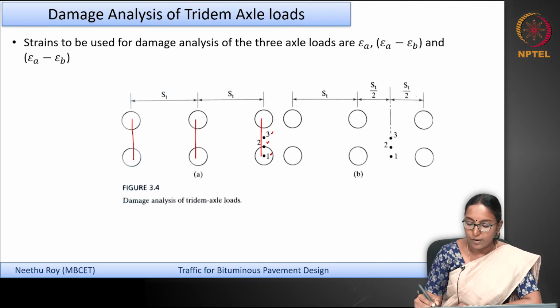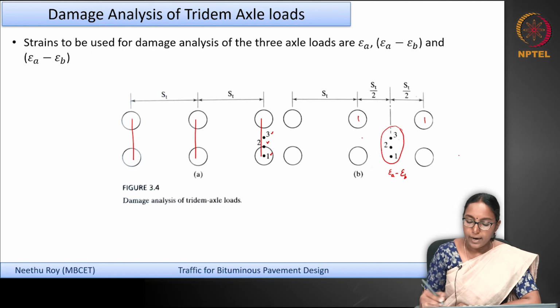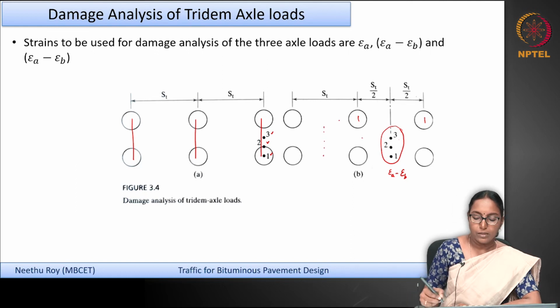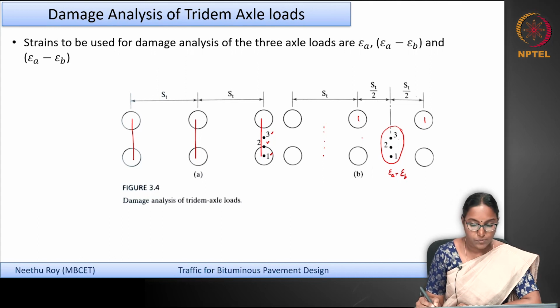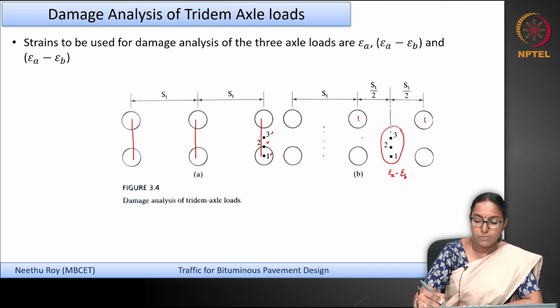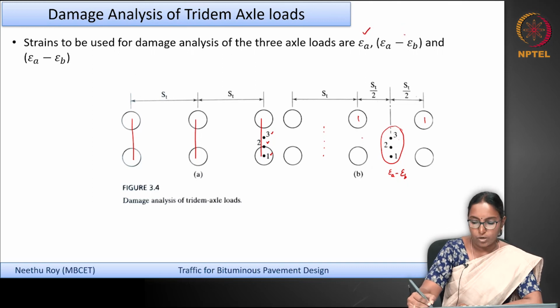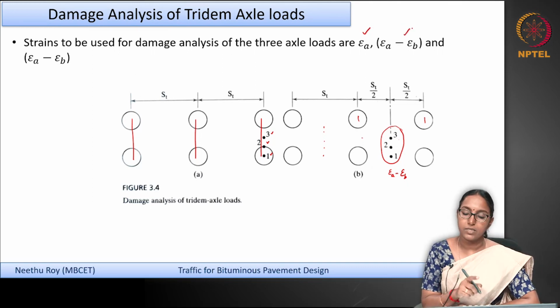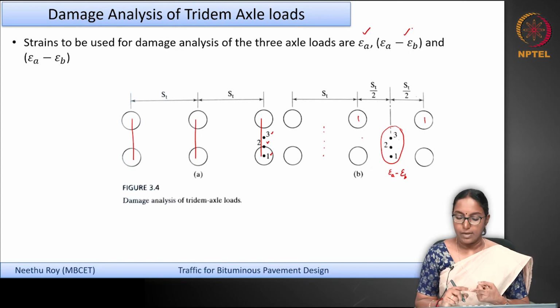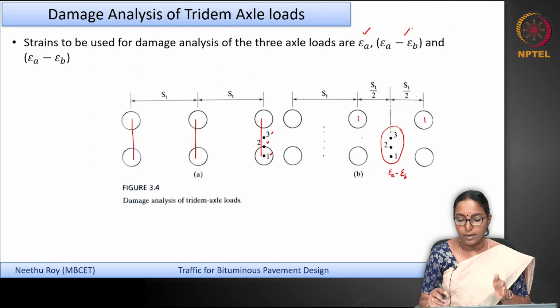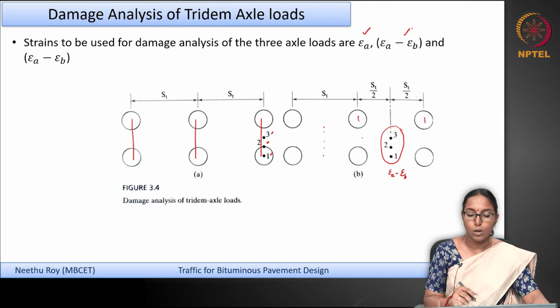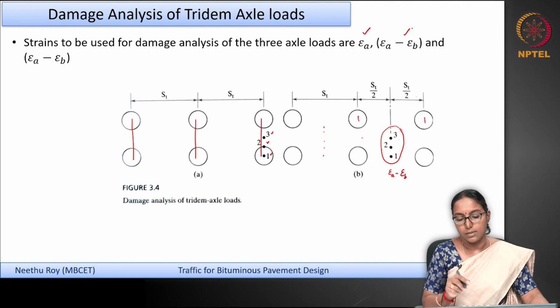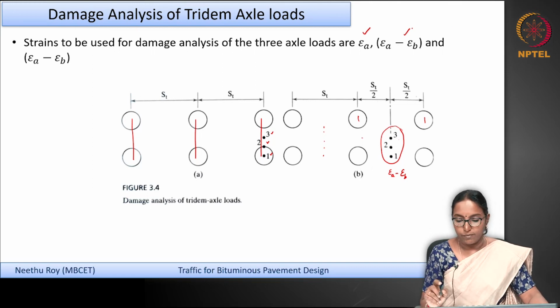And for the second case, you have to take midway between two axles, and for these points you have to find epsilon A minus epsilon B, as I have shown in the previous figure. And at this point also, midway between the two axles, you can find epsilon A minus epsilon B. So these three values, epsilon A and essentially epsilon A minus epsilon B, are to be used in the distress transfer functions for fatigue as well as for permanent deformation, and then find the number of repetitions to failure. So this is how the damage analysis is done for a tandem axle and for a TRIDEM axle.